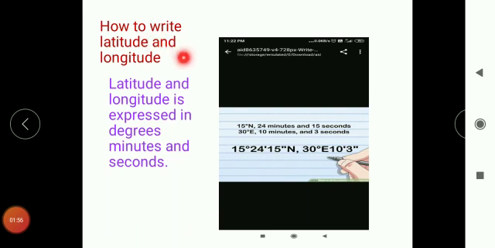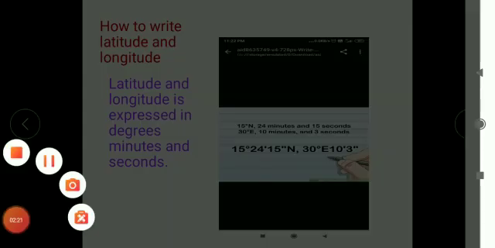Now how to write these latitudes and longitudes, or what is the unit to measure latitude and longitude? Well children, latitude and longitude is always expressed in degrees, minutes and seconds. It's written over here: 15 degrees, 24 minutes, 15 seconds north, 30 degrees, 10 minutes and 3 seconds. These are the units to express latitudes and longitudes.